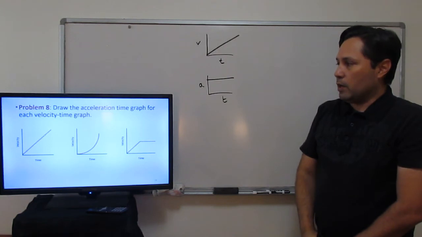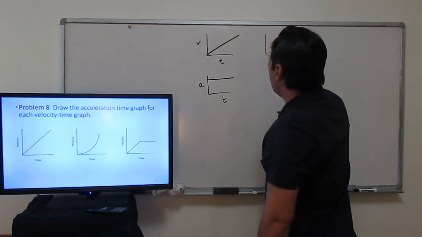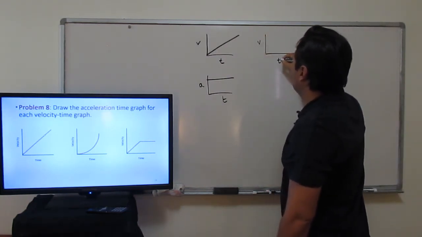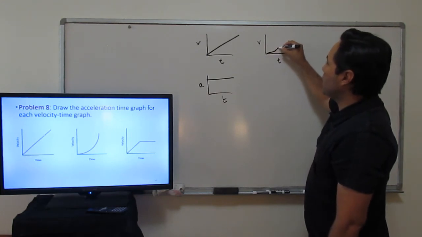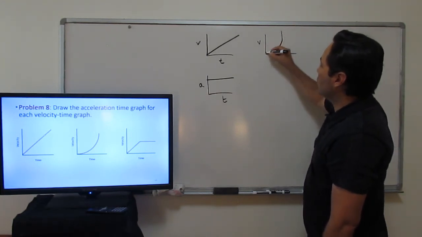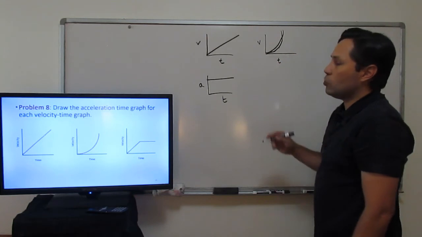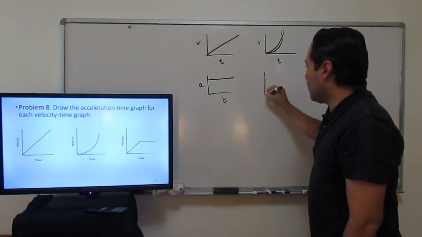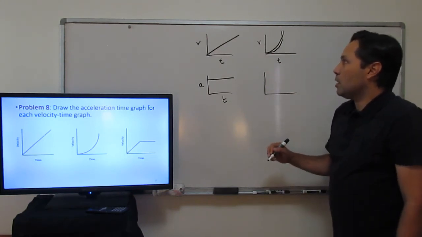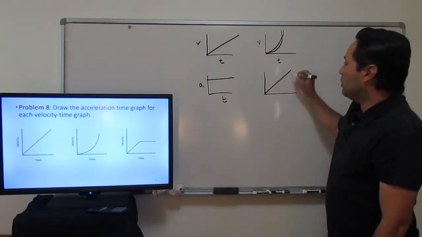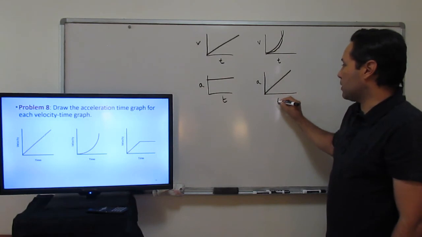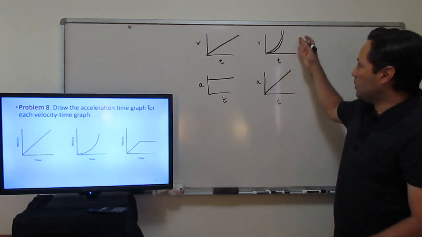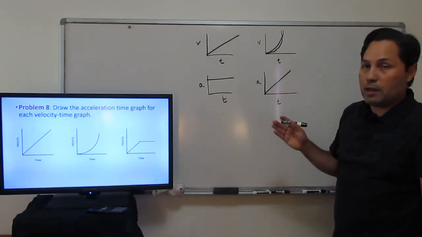For the second one, notice that the velocity starts off slow, but it gets faster, and then it gets faster, and it gets faster. So we got a curve right there. So therefore, we are increasing in velocity. So if our velocity is getting faster and faster and faster, then we must be increasing our acceleration. All right, so that's what the acceleration would look like for that velocity time graph.